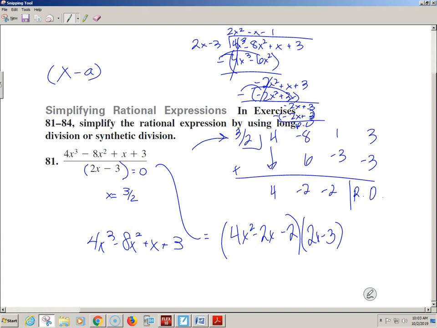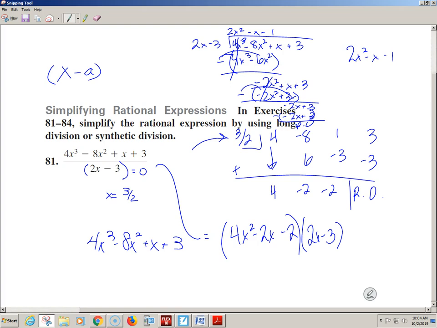Wait a minute, this is weird. Why are the answers different? This one has 4x squared minus 2x minus 2, and this one has 2x squared minus x minus 1. So wait a minute, when I do this nifty solution thing, thank you so much for bringing that up. I should have double checked and done it both ways. When we do this nifty 3/2 thing, it doesn't match right away.